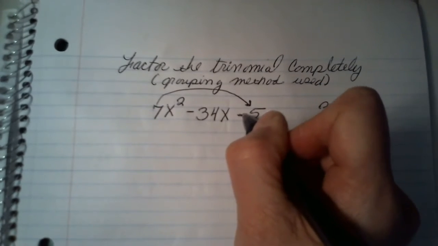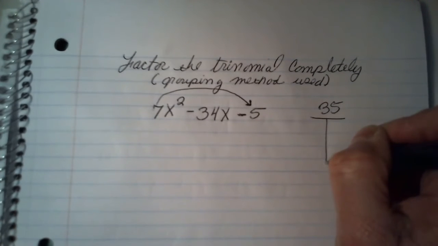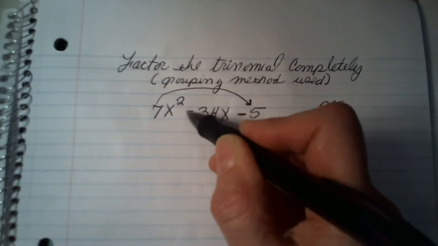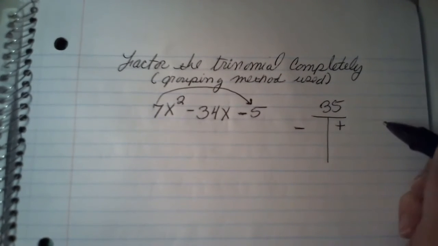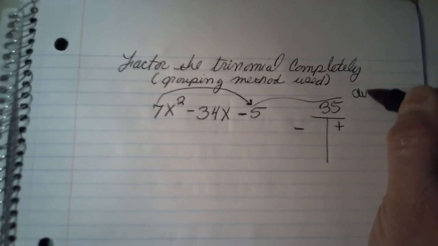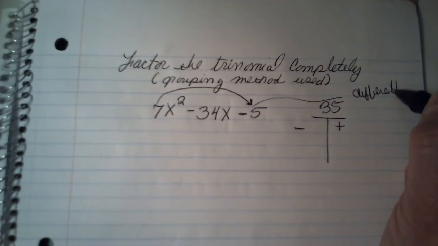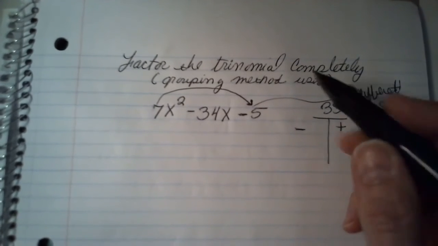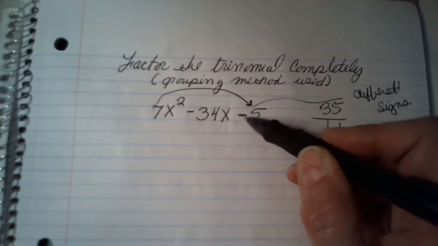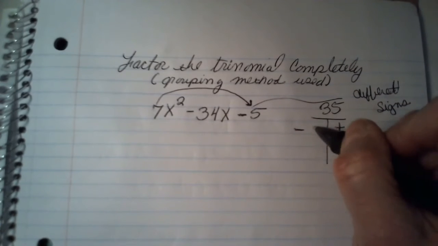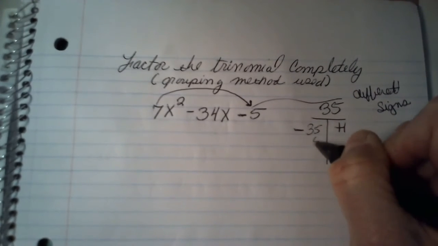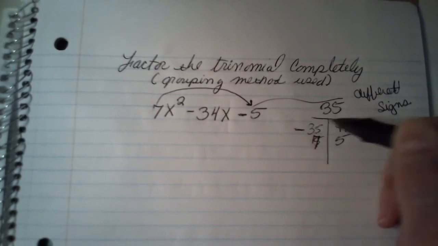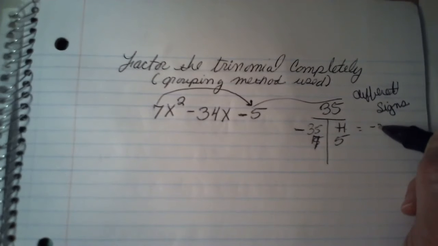This minus right here tells me that I'm looking for two factors that have different signs. The first operation tells me that the larger factor will be negative and the smaller will be positive. So now I'm looking for factors of 35 that subtract to get 34. I can make a list. And I can see that my negative 35 plus a positive 1 is going to give me a negative 34.